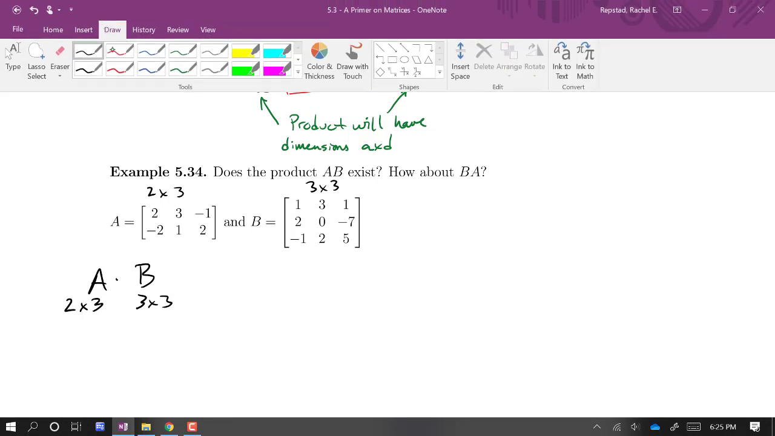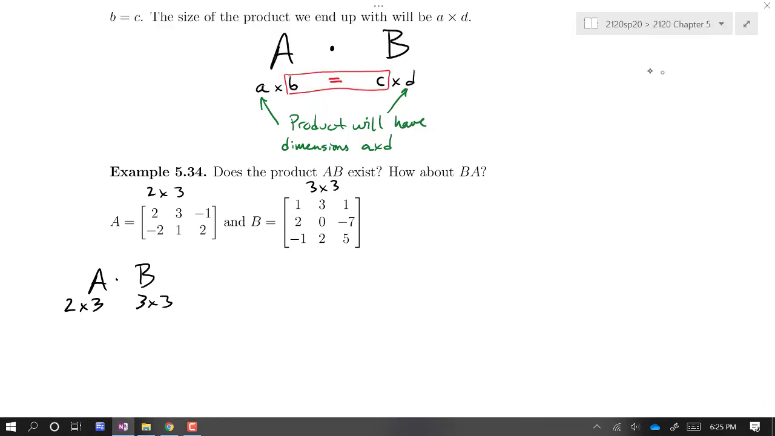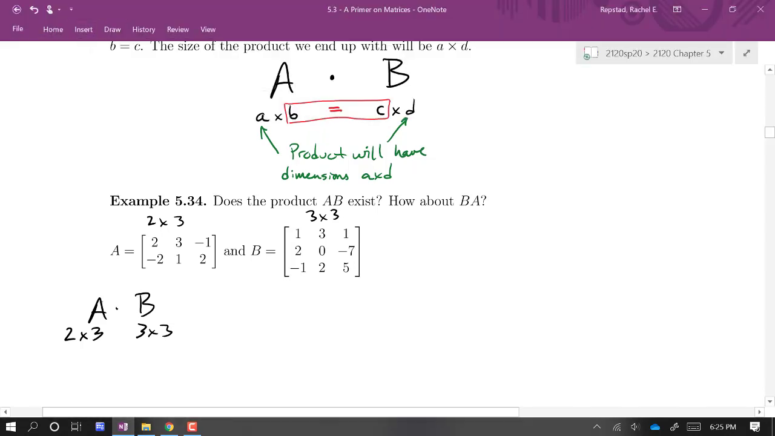So look, these dimensions match up. The number of columns in A is equal to the number of rows in B. Those are equal. So yes, the product exists, and it has dimensions 2 by 3.